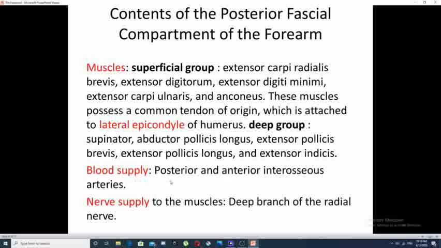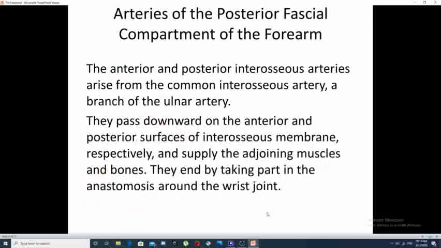Blood supply is coming from posterior and anterior interosseous artery, if you remember, which are branches of ulnar artery in the forearm. All these muscles are supplied by deep branch of radial nerve. Arteries in the posterior facial compartment of the forearm: the anterior and posterior interosseous arteries, which arise from the common interosseous artery, which is a branch of ulnar artery. They pass downward on the anterior and posterior surface of the interosseous membrane, and they supply the muscles and the bones, and they end by taking part in the anastomosis around the wrist joint.